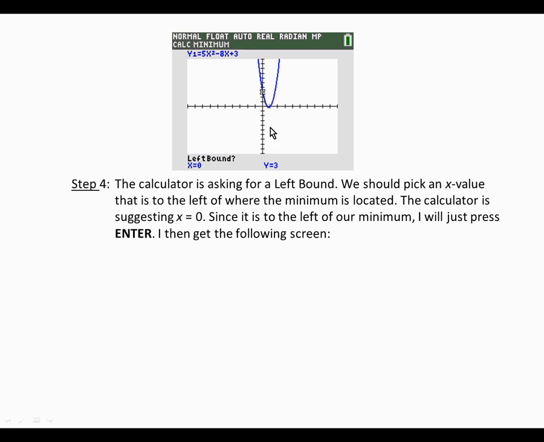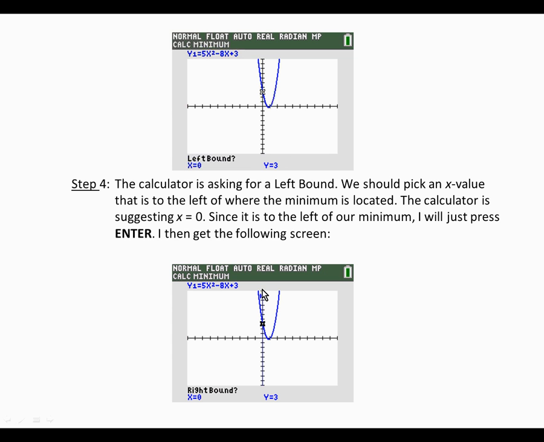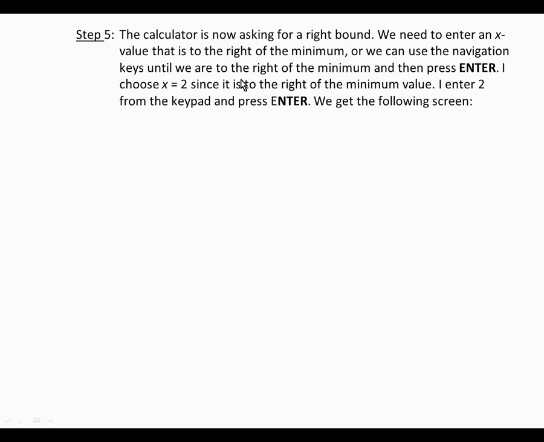Now you won't be able to see it, but it's going to draw a dotted line on top of the y-axis. You're not going to be able to see it, but that's what's going on. And there's also this little pointer thing. Then the right bound. Okay, the right bound looks like maybe 1 or 2. To be safe, I'm going to pick 2. So again, I'm entering 2 for my right bound and pressing enter.